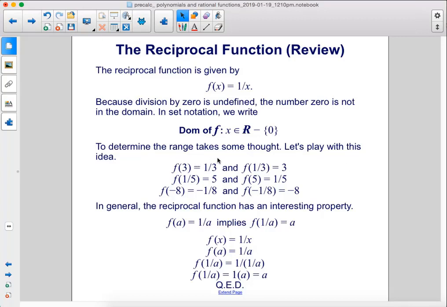f of 3 equals 1/3 and f of 1/3 equals 3. f of 1/5 equals 5 and f of 5 equals 1/5. f of negative 8 equals negative 1 over 8 and f of negative 1 over 8 equals negative 8.